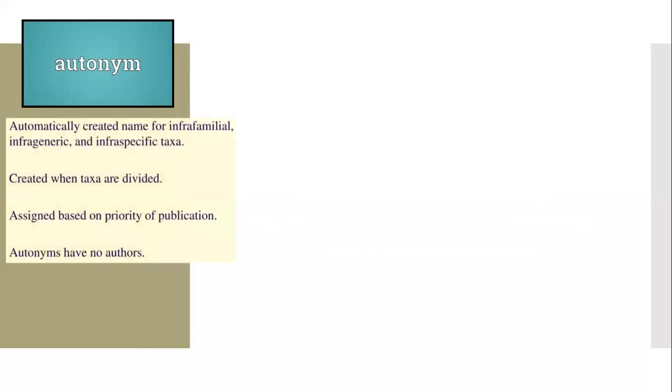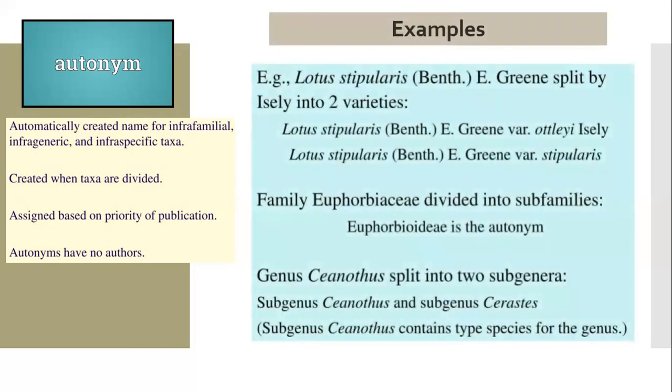Autonym. What are autonyms? Those are automatically created names for infrafamilial, infrageneric, and infraspecific taxa. Autonyms are used whenever a family is divided into subfamilies, tribes, or subtribes, a genus is divided into subgenera or sections, or a species is divided into subspecies or varieties. Of the two or more subtaxa formed, the autonym is assigned based on priority to the group containing the type of the taxon that was published first. So autonyms have no authors. Examples, only the higher taxa upon which they are based and the other subtaxa have formal authorship.